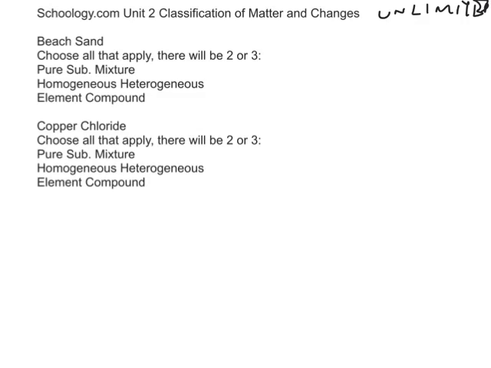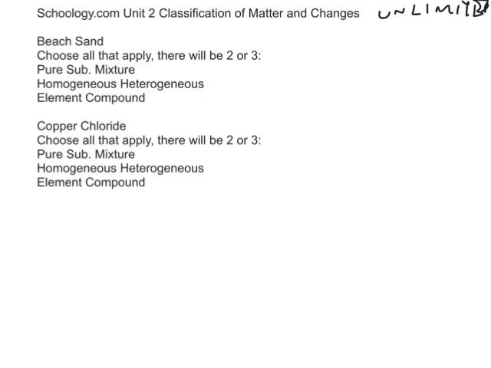The kinds of questions that really trip people up are these. I'll give you a substance, and I'll tell you to check all that apply, and there'll be 2 or 3 things that you should check of the 6 choices. Your 6 choices are pure substance, mixture, homogeneous, heterogeneous, element, and compound. Now, before we left, people were really good at telling me whether something is an element, a compound, a homogeneous mixture, or a heterogeneous mixture.